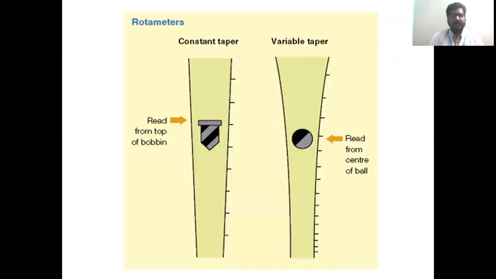This is a rotameter depicting the constant taper and variable taper. In the constant taper, we have a bobbin and a round, spherical ball. In the case of the bobbin, we have to read from the top of the bobbin, and in the case of the ball, we have to read the flow from the center of the ball.